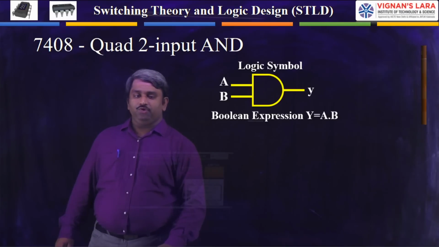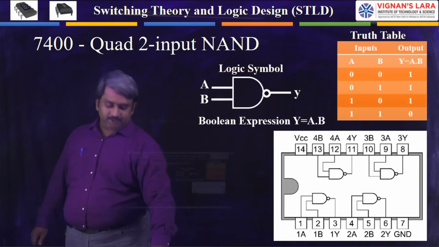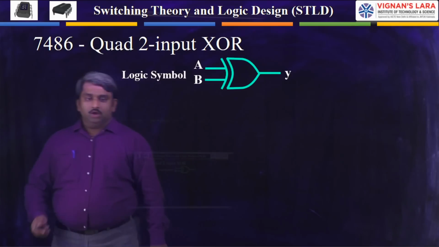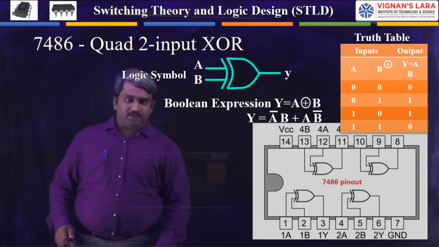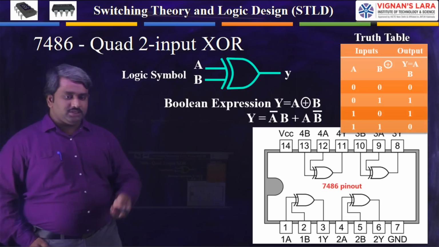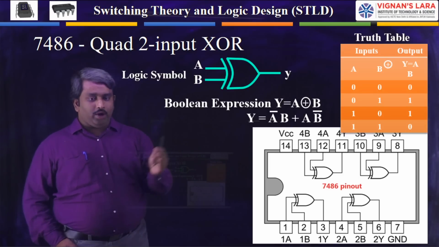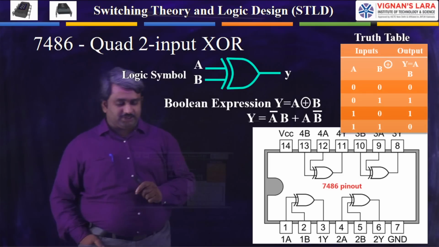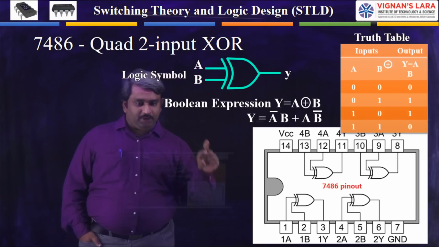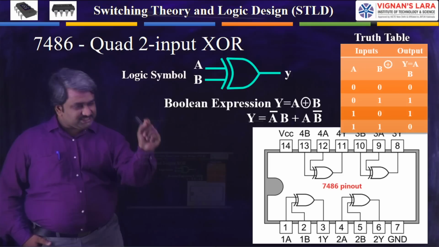Right, IC 7486. In this IC 7486, we have four 2 input XOR gates. You can see a total of 4 XOR gates here. These 4 XOR gates have the same kind of structure as the AND and NAND. 1 and 2 are the inputs of the first XOR gate, and 3 is the output terminal. You have to remember and practice. See here, 1A, 1B, 1Y. A and B are the inputs and Y is the output, and 1 represents the first XOR gate.